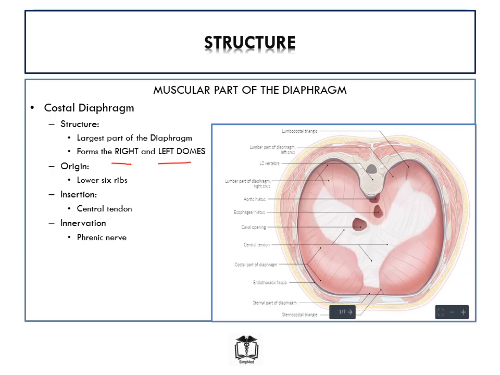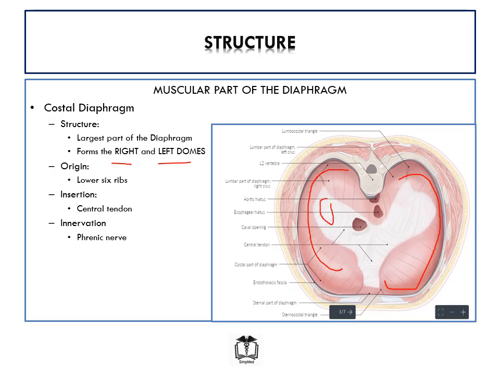It originates from the lowest six ribs that are found at its sides. So, if you pay attention, at the sides of this aspect of the diaphragm, this is the costal part of the diaphragm. At the sides would be the ribs. So, from the lower six ribs, the costal part of the diaphragm attaches, originating from that point.